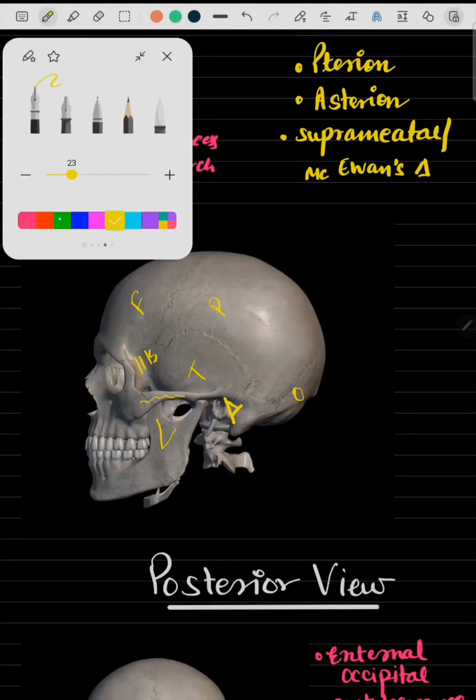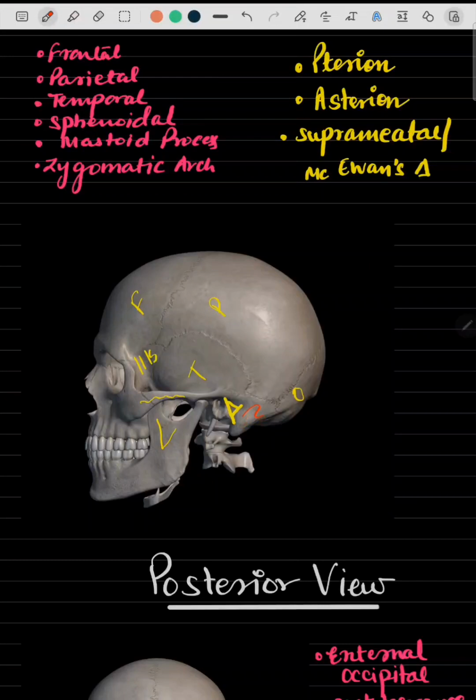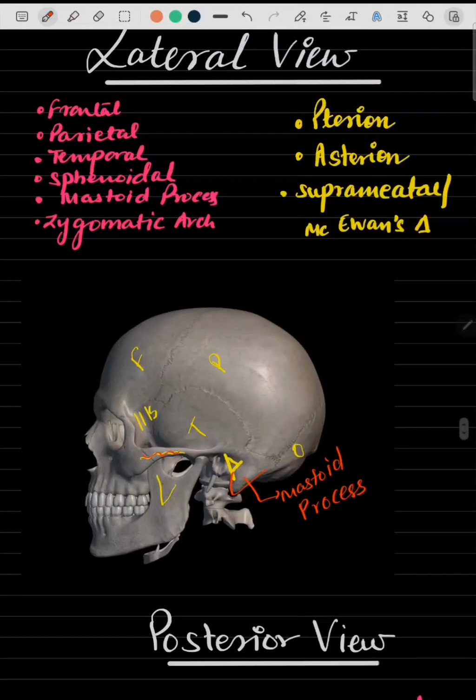Now certain different structures which we can see here, like this here, this is said to be your mastoid process. This structure here is said to be the mastoid process. Then zygomatic arch, you know it very well. So basically these are the bones which we can see on the lateral view. Now certain points are different here also, like the pterion, asterion, then the suprameatal or the McEwen's triangle. What are these structures? Now you see here, let me just highlight this point.